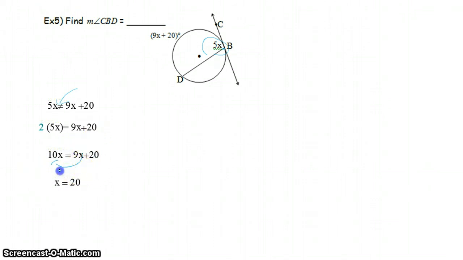So now I can take what my x is, I can put it back into my equation for my angle. And if I take 5 times 20, I get 100, and I have found my angle.